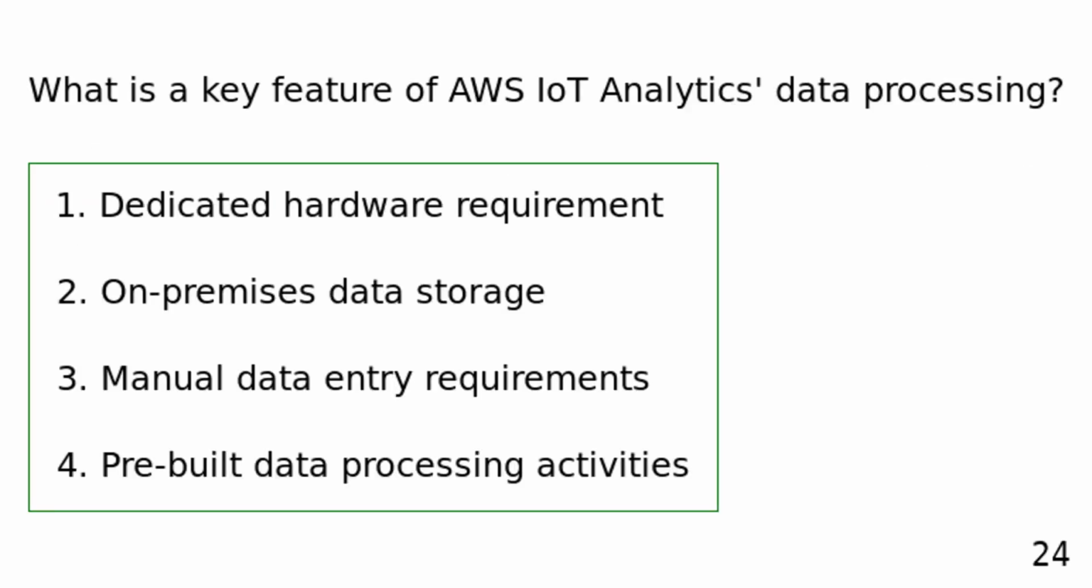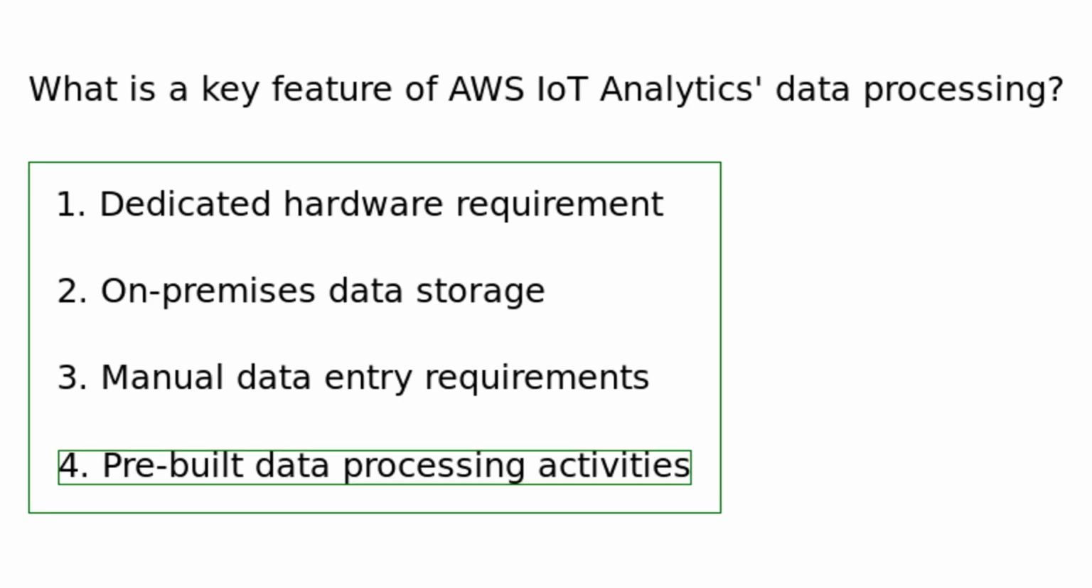What is a key feature of AWS IoT Analytics data processing? Dedicated hardware requirement. On-premises data storage. Manual data entry requirements. Pre-built data processing activities. AWS IoT Analytics includes pre-built data processing activities to automate data cleaning and preparation.